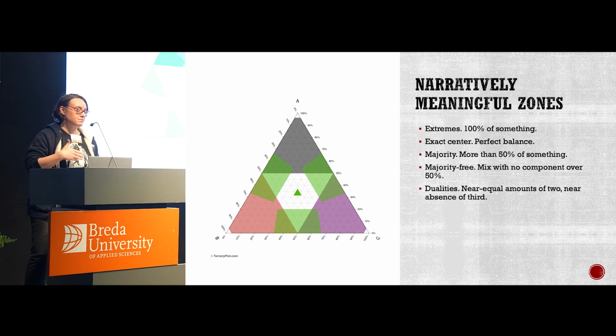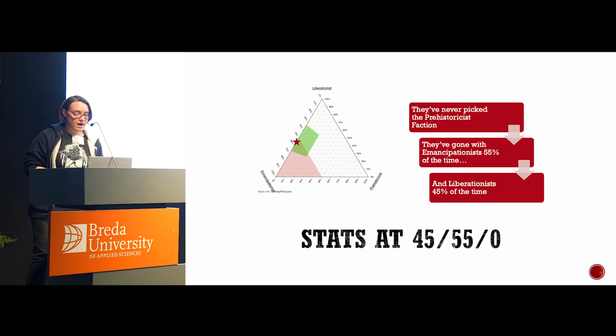So we had this concept of where the narratively meaningful zones are in what the player might have done. As an example, if they have never done any work with the prehistoricist faction, which wants to rebuild ancient-style animals to roam the earth, but they've spent most of their time with two other factions, the emancipationists or liberationists, they could have their stats at a distribution of 45, 55, and 0, and that would put them in the overlap where they could mean a couple of different things by that, right?